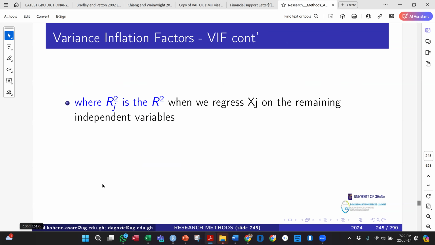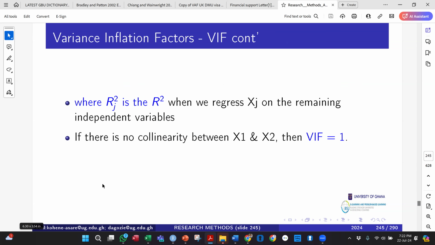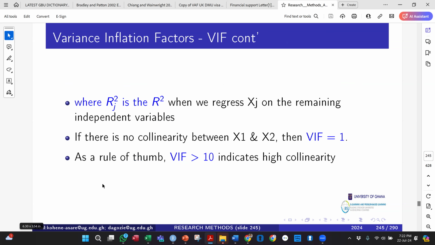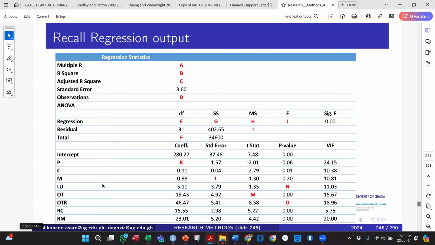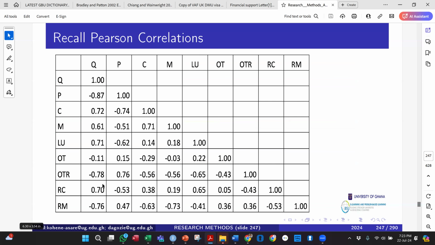Now, the software can calculate the variance inflation factor for each independent variable. And based on that, it can tell you whether an independent variable is good or is not good. There's a general rule in practical work. If the VIF is more than 10, that shows high multicollinearity.